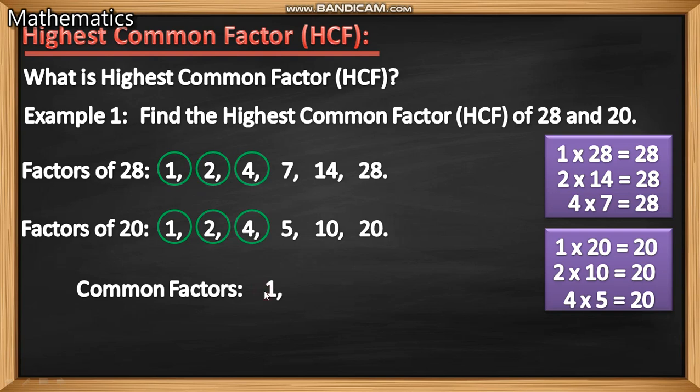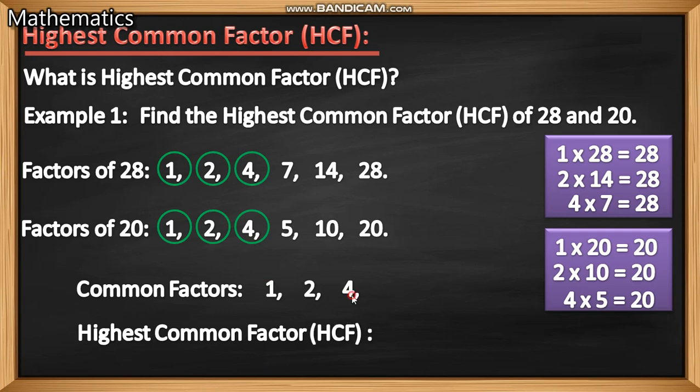1, 2 and 4. Next we want to write the highest common factor. Which is the highest number among these? That is 4. So the highest common factor, that's HCF, is this 4. This way you can find the highest common factor of any two numbers or any three numbers. Okay, one more example let's do.